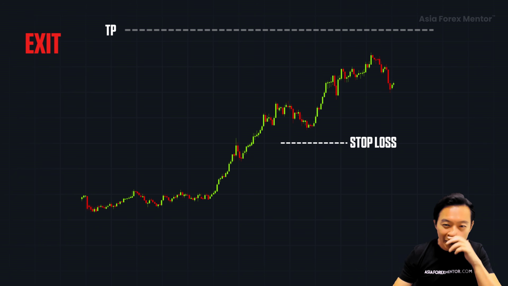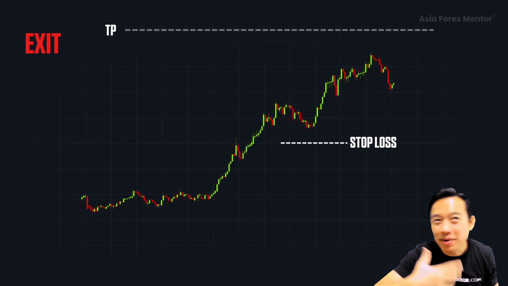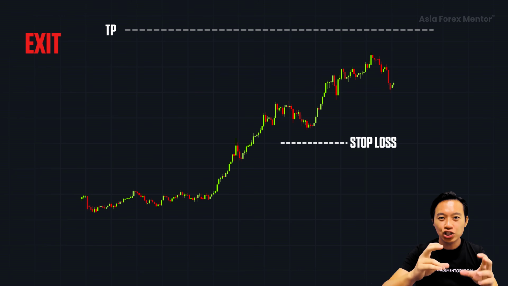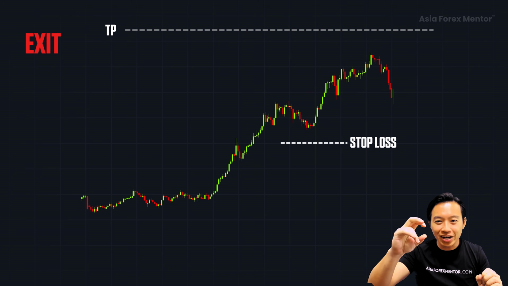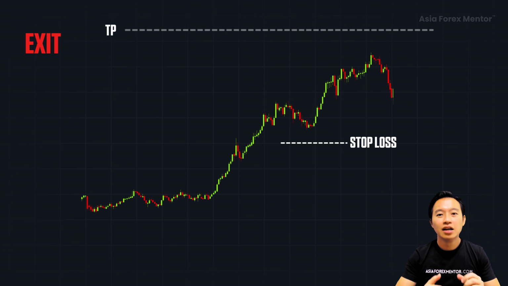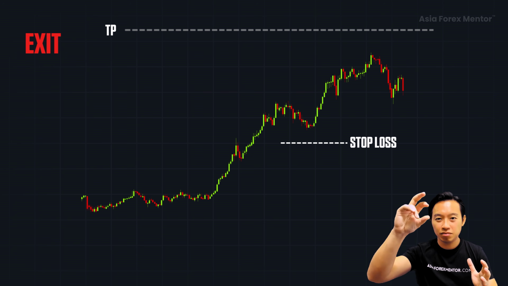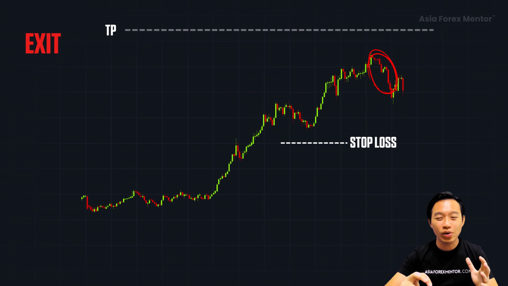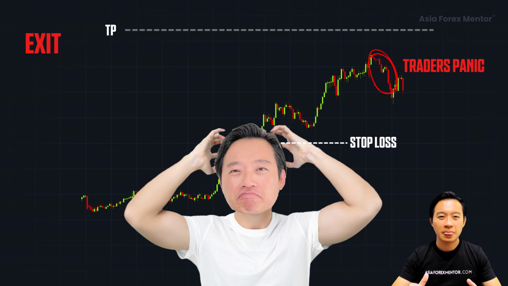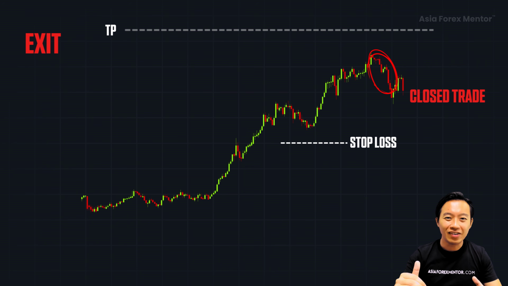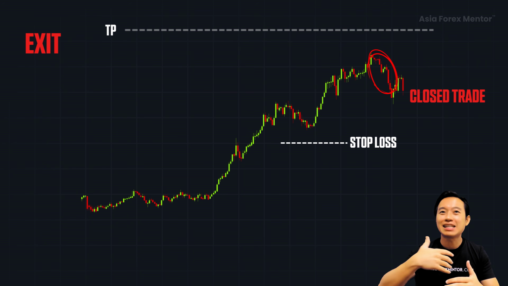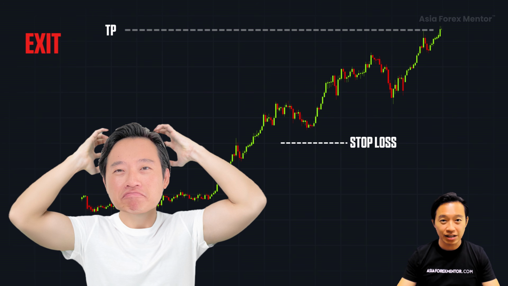So here's what happened, and this is usually what happens when you are entering a trade. You enter the trade, the market goes up, oh, that's great. And then all of a sudden, boom, a pullback, and all the profits that you had earlier start shrinking. That's where a lot of traders panic. They close their trade right away, and they sabotage the entire trading plan itself.